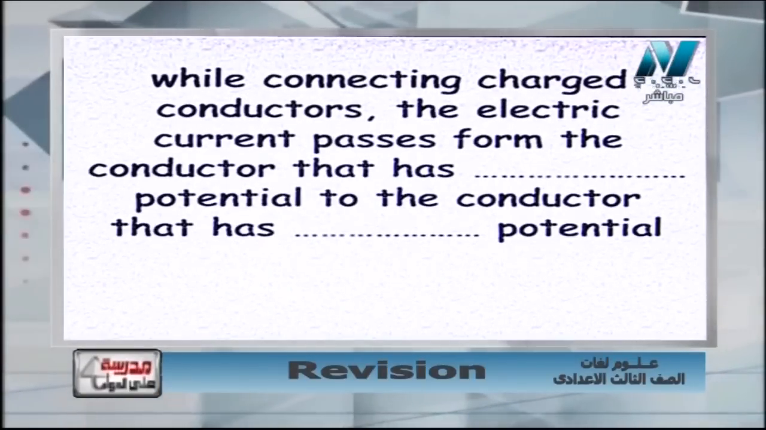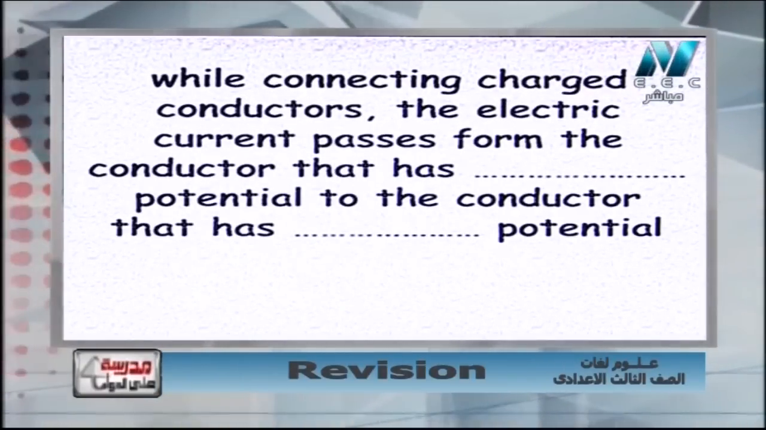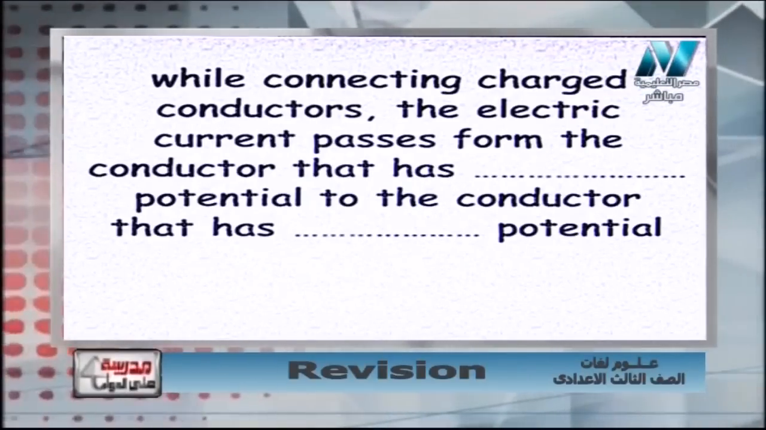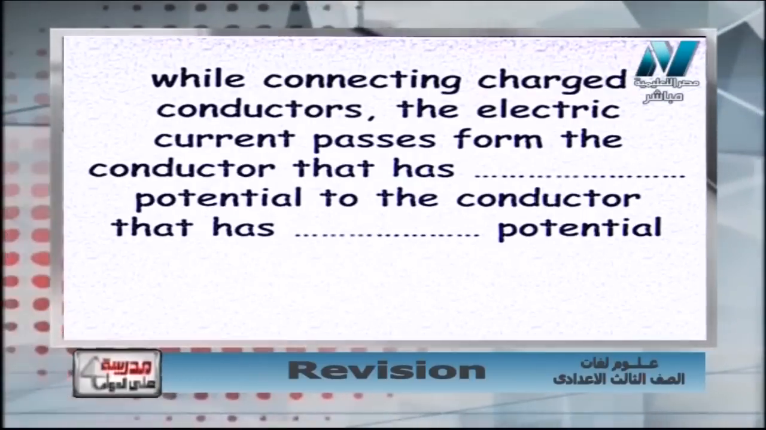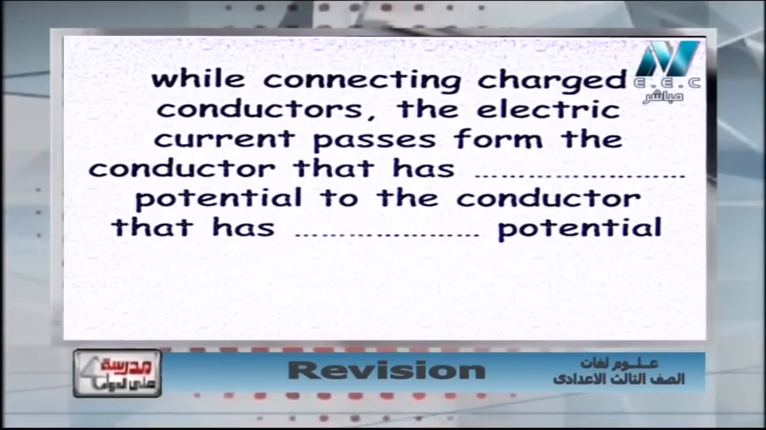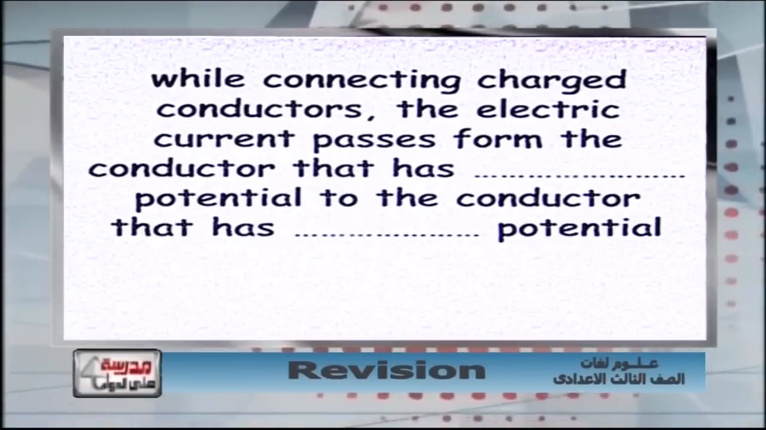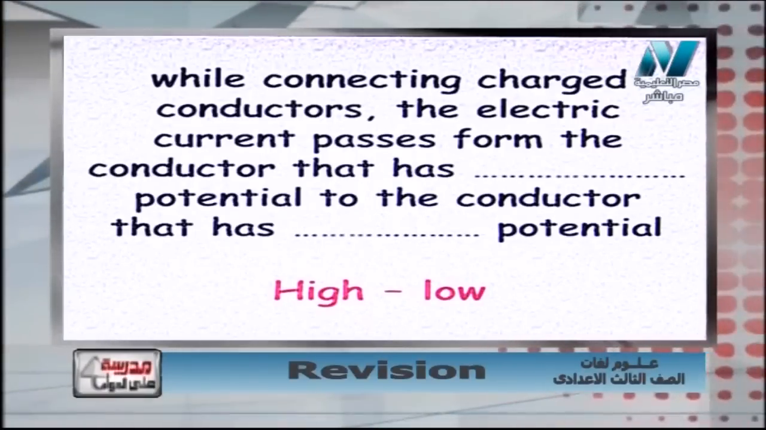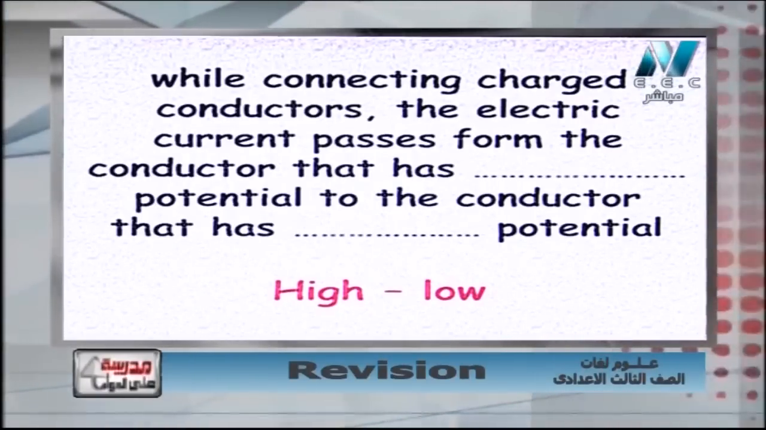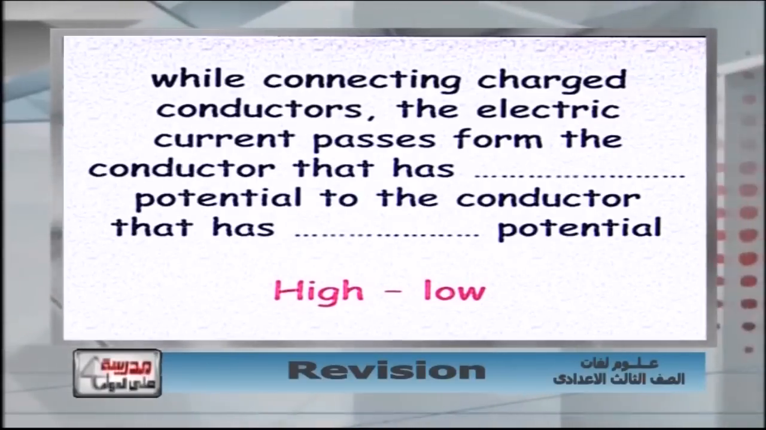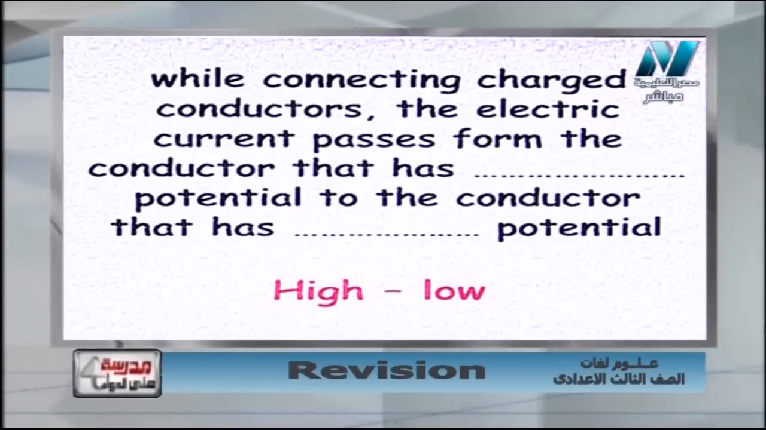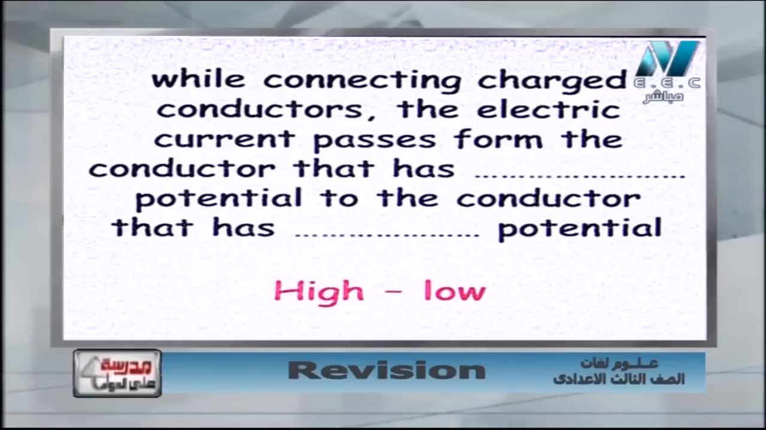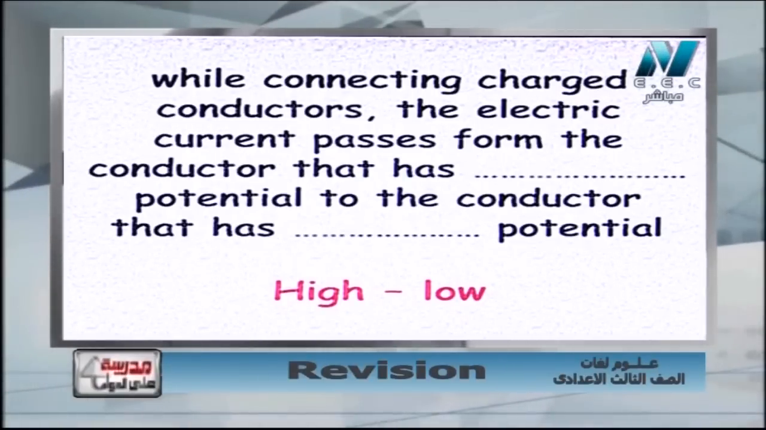While connecting charged conductors, the electric current passes from the conductor that has high potential to the conductor that has low potential. That is, when I connect two electric conductors, the current flows from the one with high electric potential to the one with low electric potential.